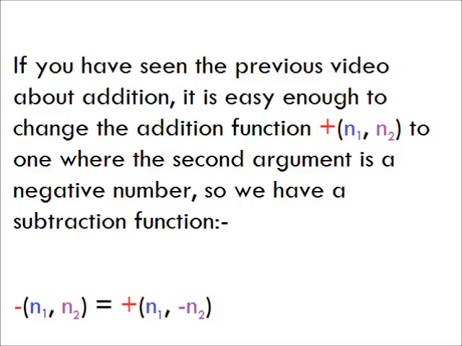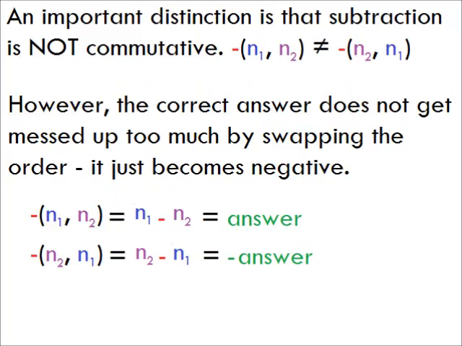We could say the minus function of n1 and n2 is equal to the plus function of n1 and minus n2. An important distinction is that subtraction is not commutative. Minus n1, n2 is not equal to minus n2, n1. However, the correct answer does not get messed up too much by swapping the order. It just becomes negative. So the minus function of n1 and n2 is n1 minus n2, which is the answer.